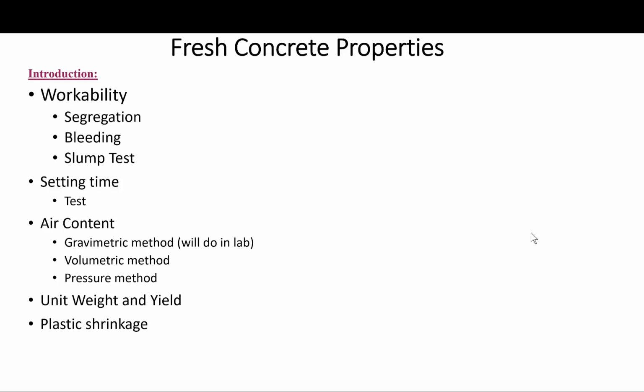So the properties we will be looking at and understanding: workability, for example, which will have related issues such as segregation, bleeding, and the slump test, which is a measure of workability. Set time is another property we will look at. Air content, how we measure air content, and you will see why that is important. Unit weight and yield, and plastic shrinkage.